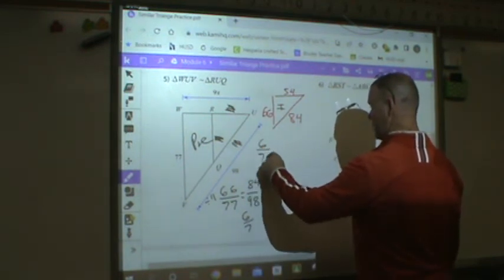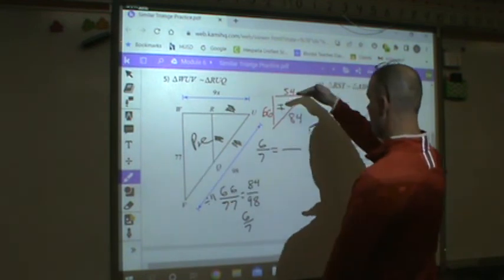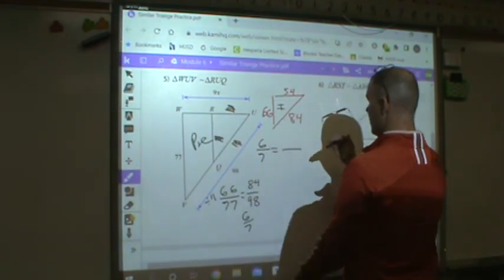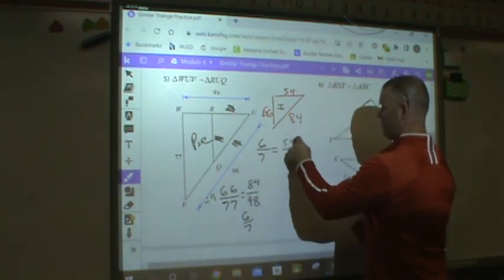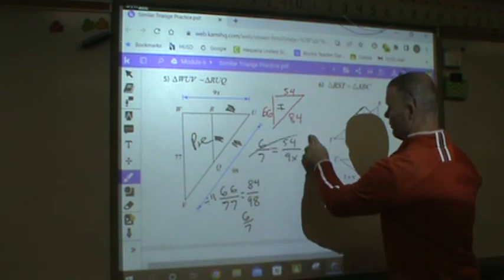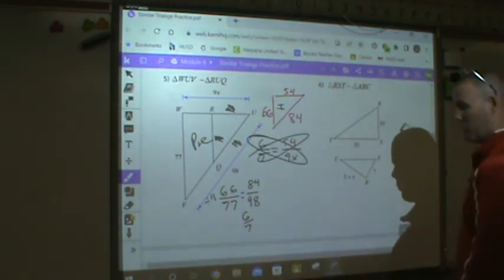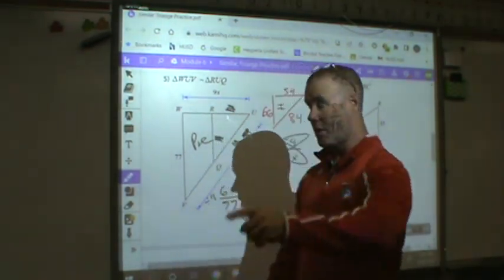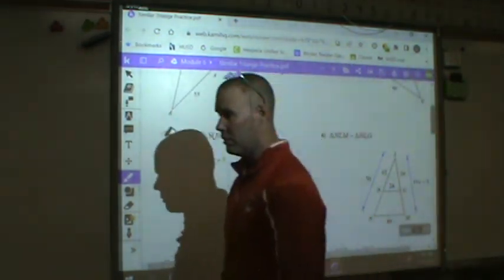So 6 over 7 equals, and I can use that to compare top to top. Remember, I went image over pre-image, so it's got to be 54 over 9x. And you cross multiply to solve. That's how you solve proportions again. Remember, cross multiply. So there's a couple of problems to help you with the rest of these. If you have questions, bring that in on Monday. Let's discuss.